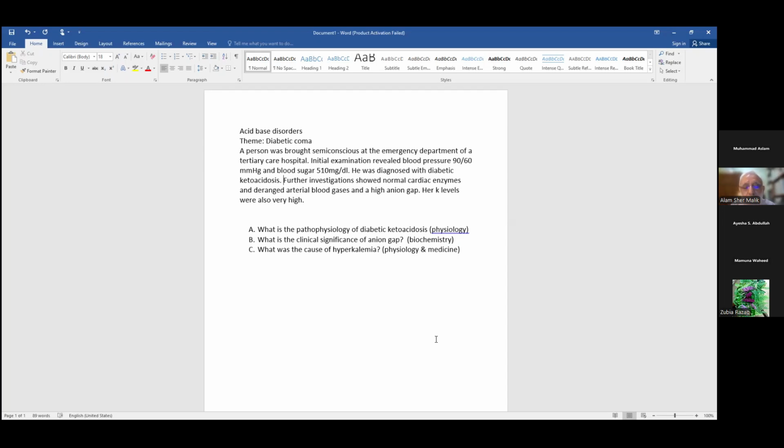I think Dr. Aisha was right in the sense that we should try not to ask a standalone question. For example, if we say pathophysiology of diabetic ketoacidosis, we may not need the scenario. We can ask without the scenario as well. So as much as possible we should relate to this. For example, we can say what is the pathophysiology of the coma in this patient?